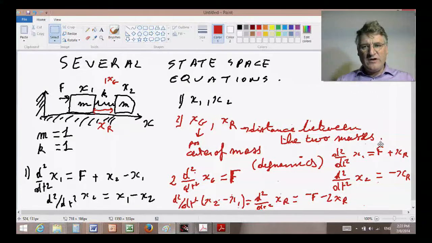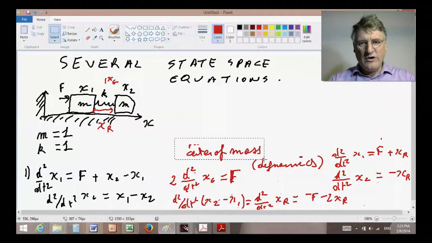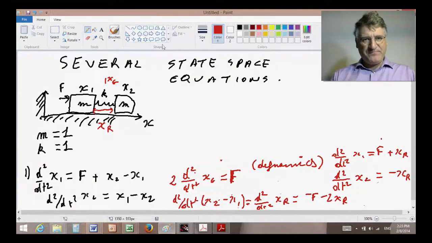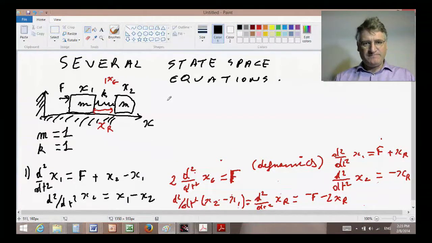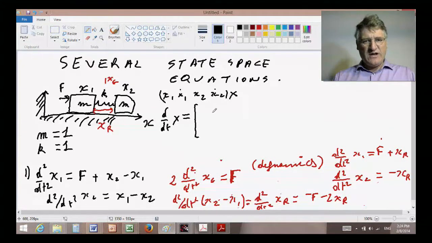For that purpose, we will erase a little bit of the available board, and we will write that as far as the first set of equations is concerned, we can rewrite that in the ABC form by introducing the state x1, x1 dot, x2, x2 dot, and we call that x, and we write that d dt of x is equal to an A matrix and a B matrix.